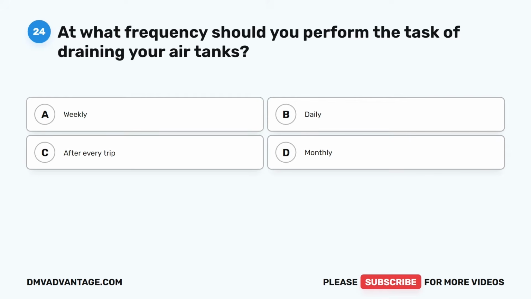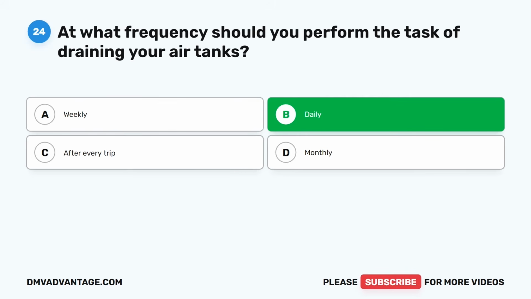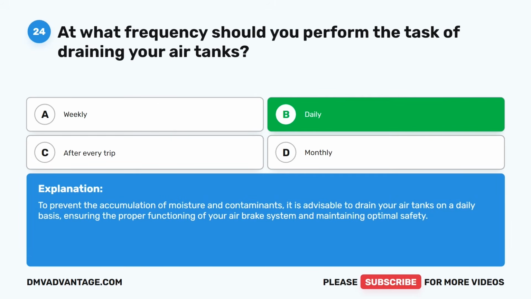Question 24. At what frequency should you perform the task of draining your air tanks? A, weekly. B, daily. C, after every trip. D, monthly. The correct answer is B, daily. To prevent the accumulation of moisture and contaminants, it is advisable to drain your air tanks on a daily basis, ensuring the proper functioning of your air brake system and maintaining optimal safety.